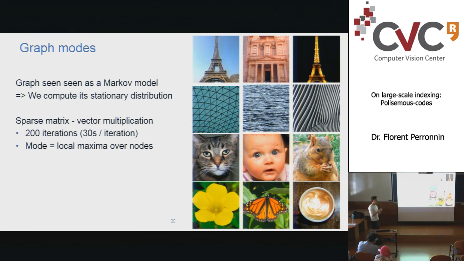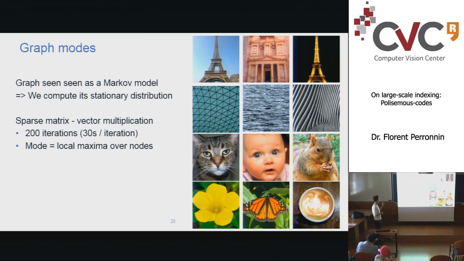So it's very fast. The standard way to compute this is, you start from a random distribution. You assume that you can be anywhere in your graph, and then you take your random walk matrix and multiply it by your distribution, and then you normalize, and then it will slowly converge to your stationary distribution.